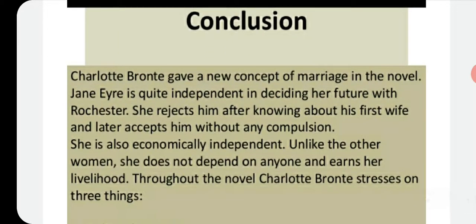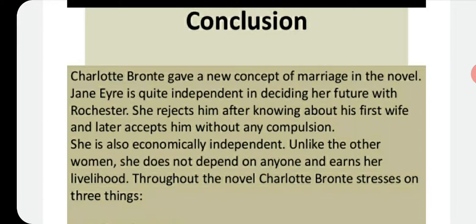If we conclude this session, and all the previous two lectures and this lecture, this is the conclusion of the three lectures: Charlotte Bronte gives a new concept of marriage in the novel. Jane Eyre is quite independent in deciding her future. She rejects Rochester after knowing about his first wife and later accepts him without any compulsion. She is also economically independent now. So, unlike other women at that time, she does not depend on anyone and earns her livelihood.